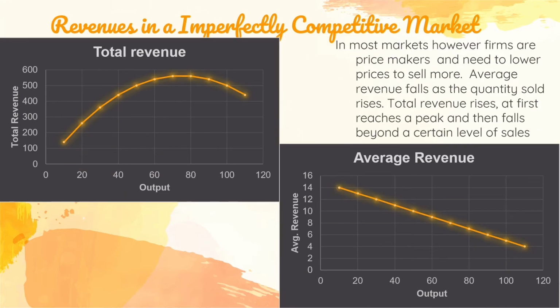Next, we have revenues in an imperfectly competitive market. In most markets, however, firms are price makers and need to lower prices to sell more. Average revenue falls as the quantity sold rises. Total revenue rises at first, reaches a peak, and then falls beyond a certain level of sales.